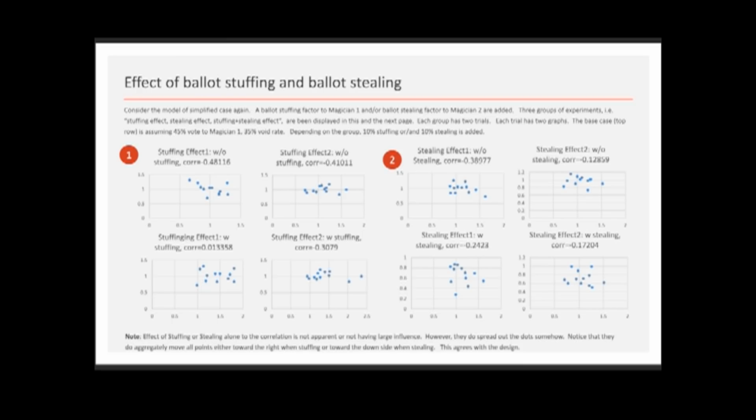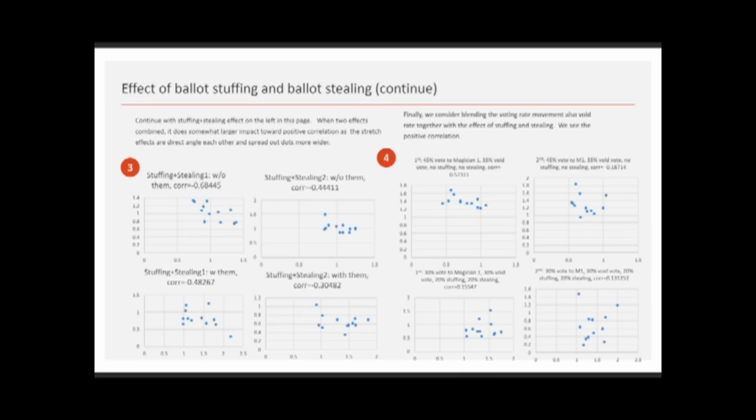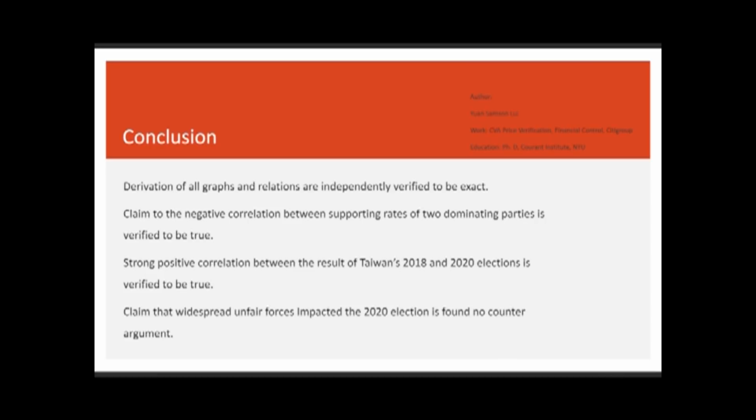Okay, so on these next 2 pages of Dr. Liu's report, he's basically experimenting with what happens when you stuff and steal ballots, and he's just basically proving that it will create a positive correlation. So the conclusion of Dr. Liu's report is as follows.